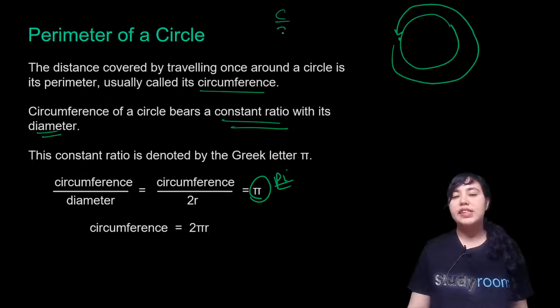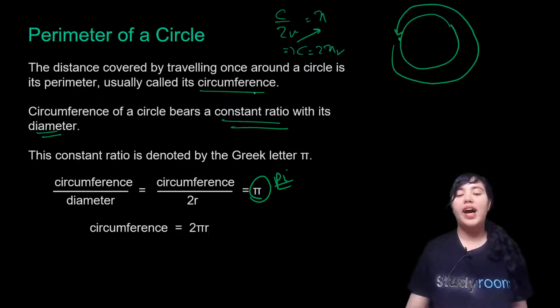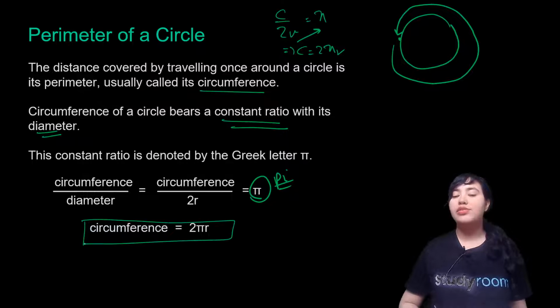So I can say C upon 2R is equal to pi. This 2R can be taken up. So this gives you C as 2 pi R. So this is a very important formula for circumference of circle.